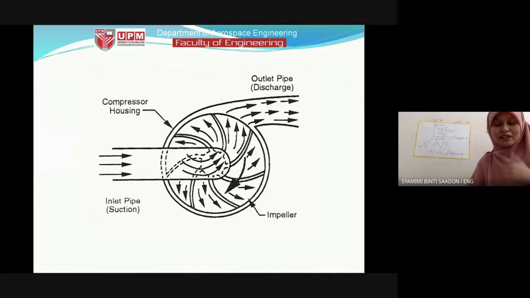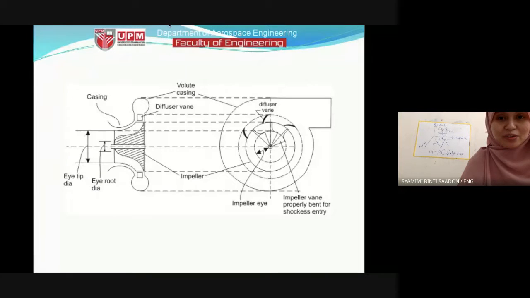Times inlet area. At the inlet, the area will be the whole circle, pi d squared over 4. Later on we will see the calculation. So continue this one.